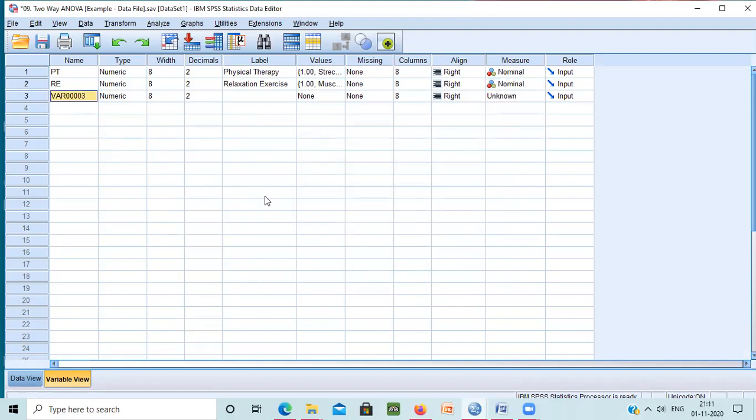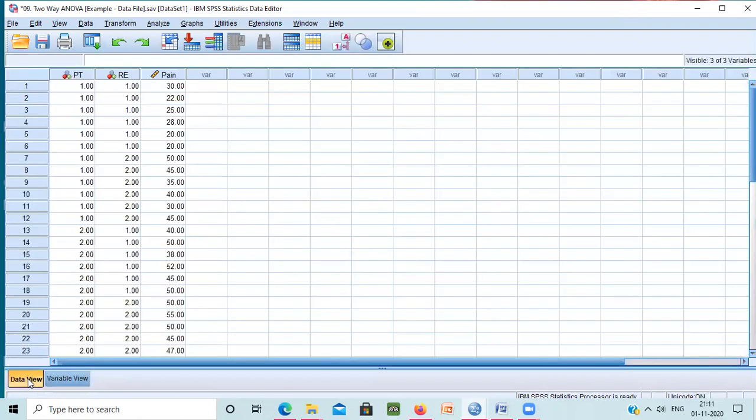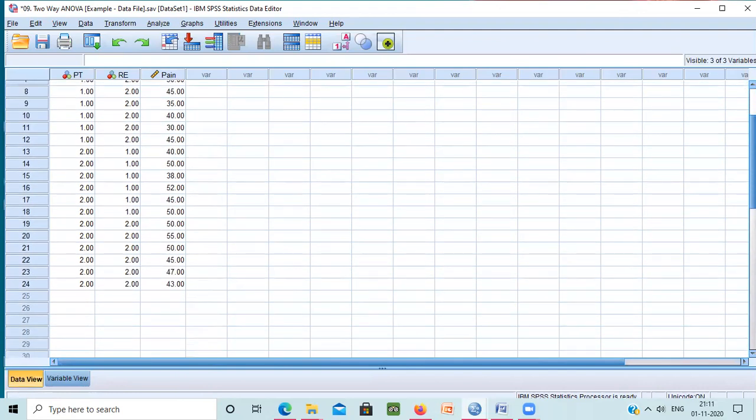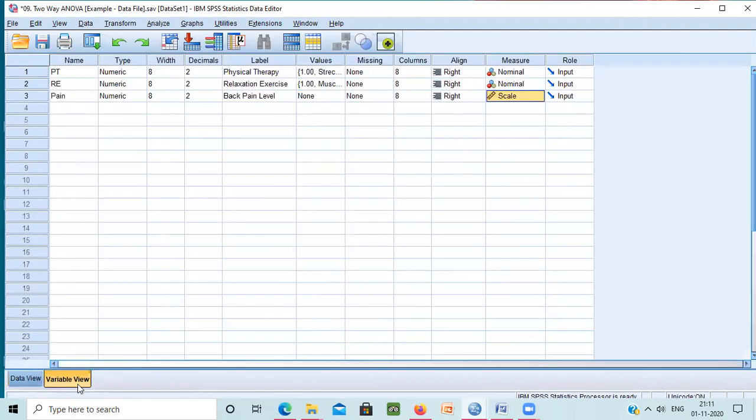Coming to the third, it is talking about the pain level. I'm just writing the word pain over here and writing back pain level as the label. Values are not mentioned because the pain is at a specific level, and we know the higher the level of pain, the higher the value. The measure happens to be scale, it is actually interval scale. If you look at the data view, this is how it is coming. We have physical therapy, relaxation exercise and pain, and we have the values for all 24 respondents. Moving to the analysis part now.